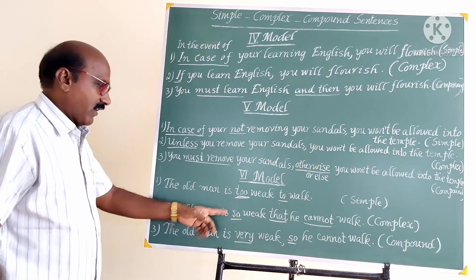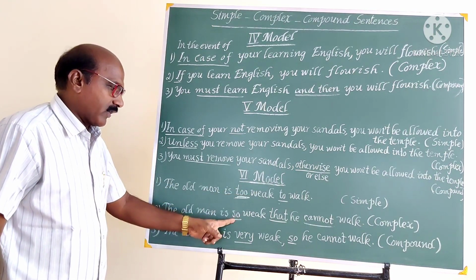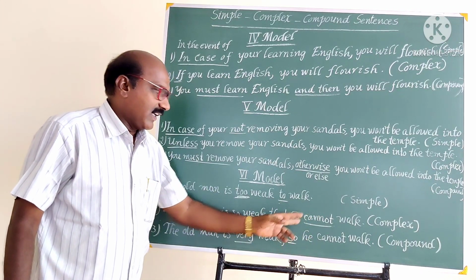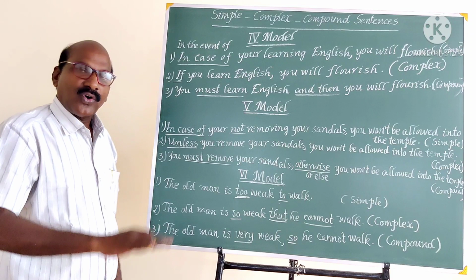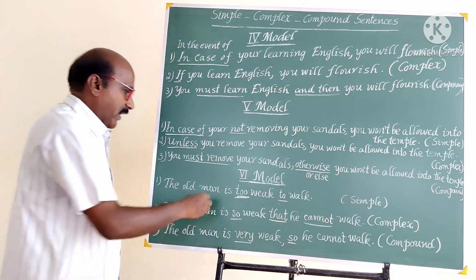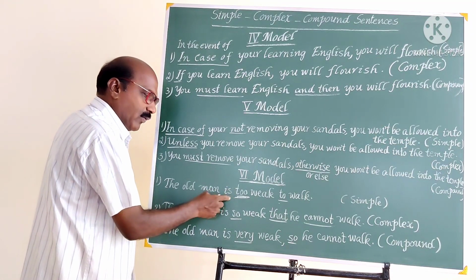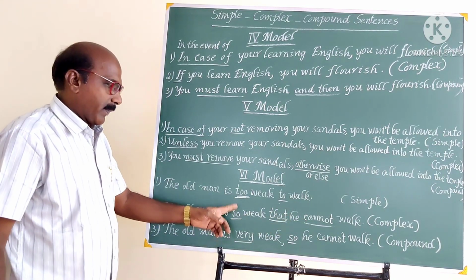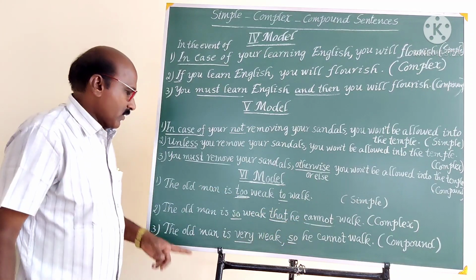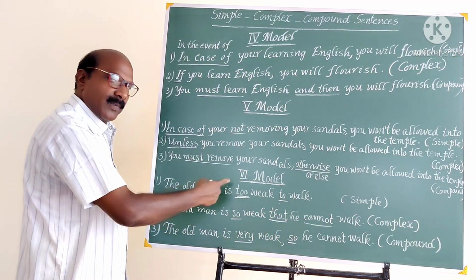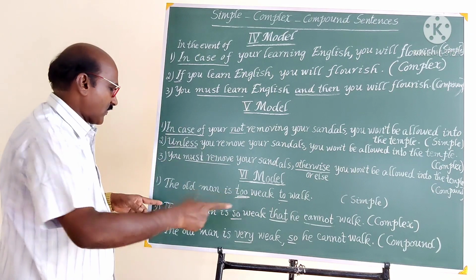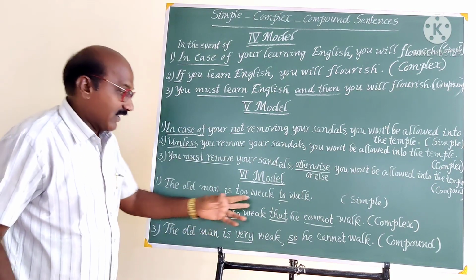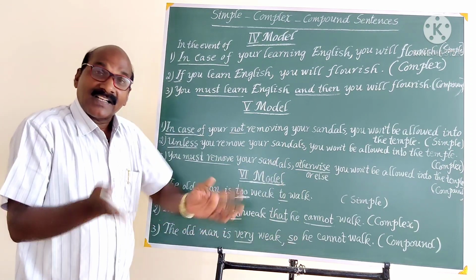See, the old man is so weak. Too weak becomes so weak that he cannot walk. So that not. If you find was in place of is, here you have to use could not. If you find present tense, use only present tense. And this is the complex sentence because it has a combination of one main clause and one subordinate clause. The old man is so weak, this is the main clause. That he cannot walk.